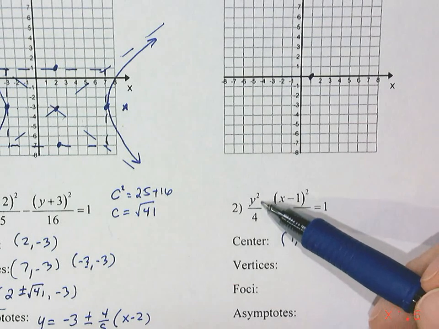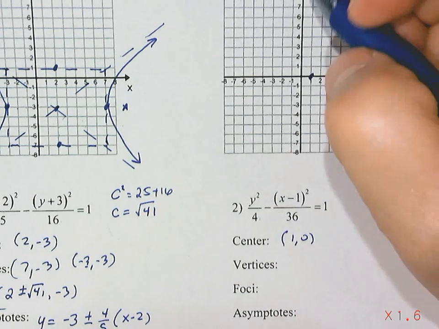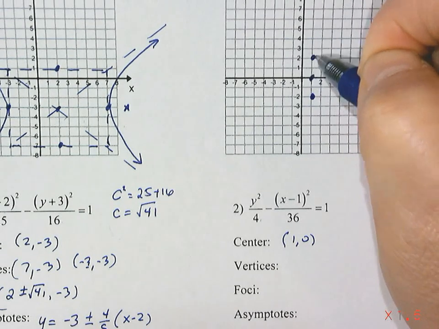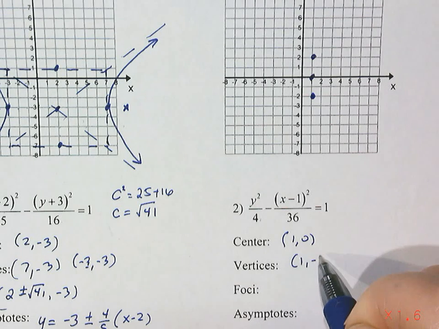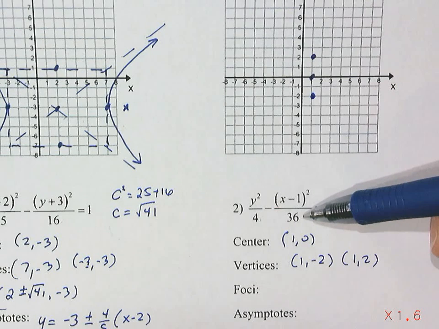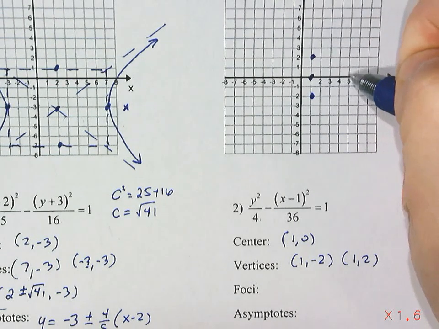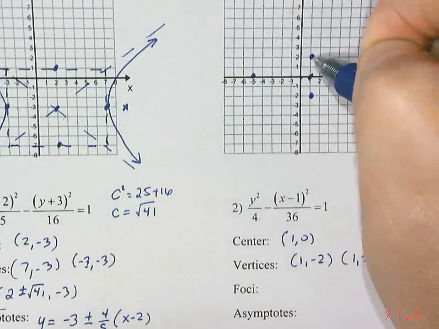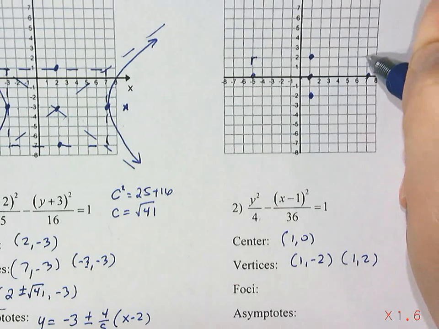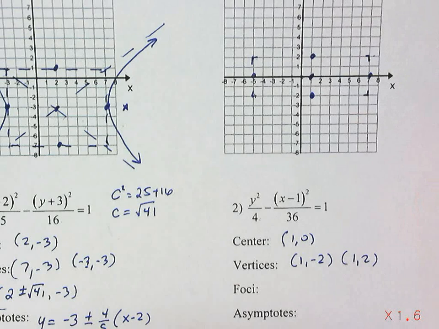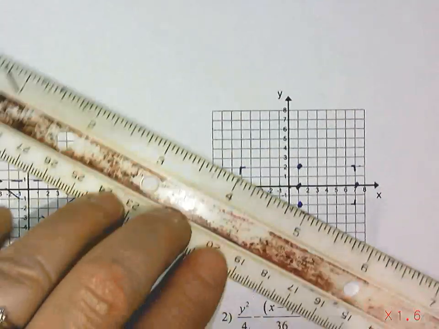My vertices, I have to go up and down. So I've got to go up 2 and down 2. So my vertices are these points 1, 2, and 1, negative 2. Under the x is a 36, so I'm going to go right 6 and left 6. I'm going to create this box, and all I'm going to do right now, instead of using my ruler, is mark these corners where if I were to extend those ends, they would meet. But I am going to use a ruler to draw.